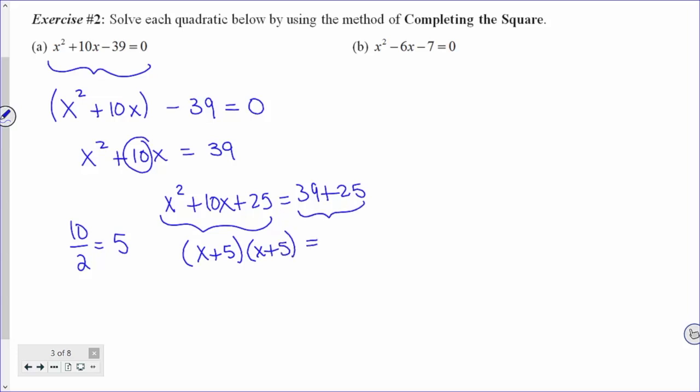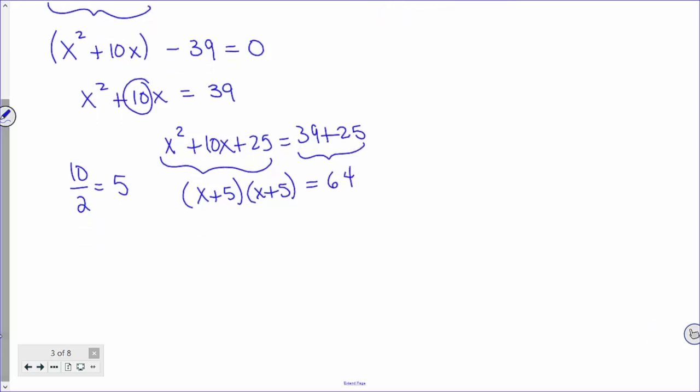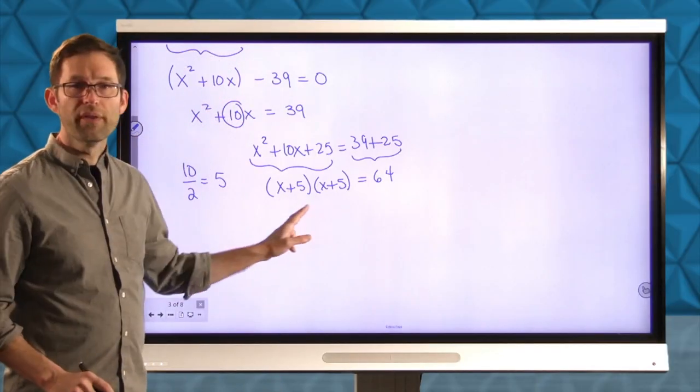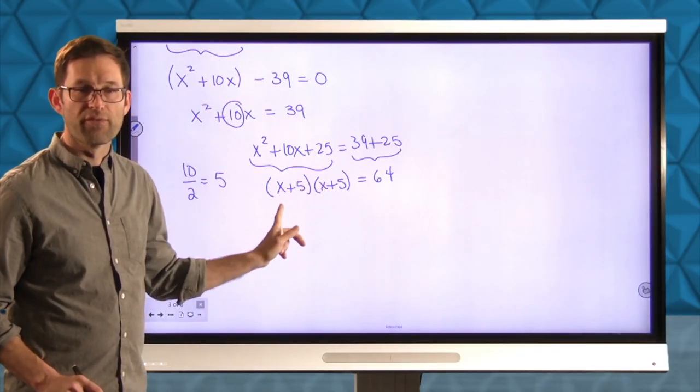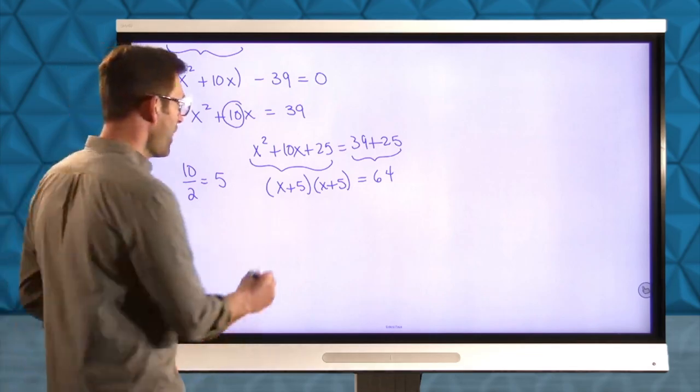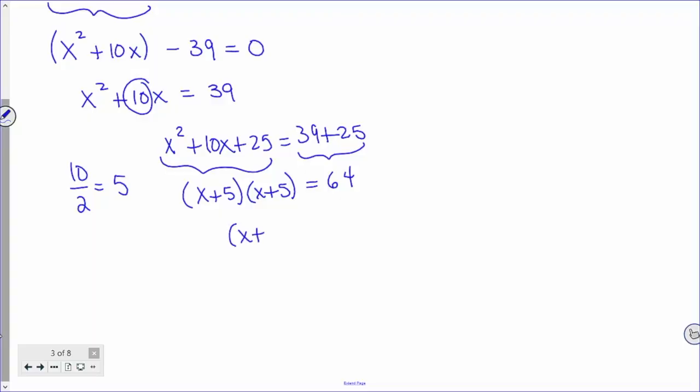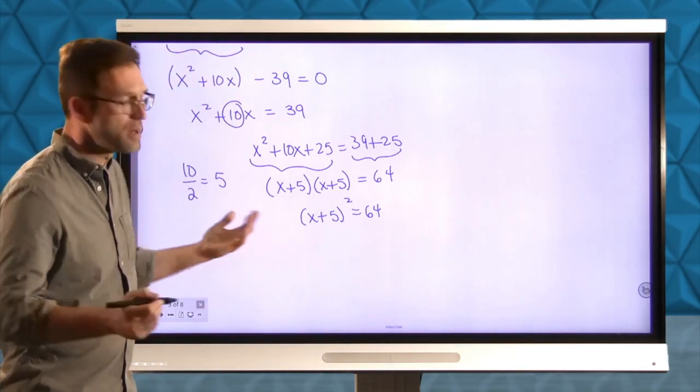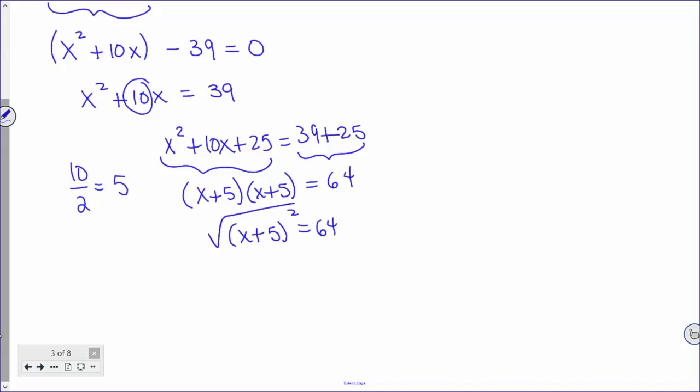Over on this side, we can just add these two together and we get 64. All right. Now the point is, over on this side, x squared plus 10x plus 25 factors into x plus 5, so it factors into x plus 5 squared. In Algebra 1 then, you took it from here and you said, all right, I can now take the square root of both sides, and I'll get x plus 5 is equal to plus or minus 8.